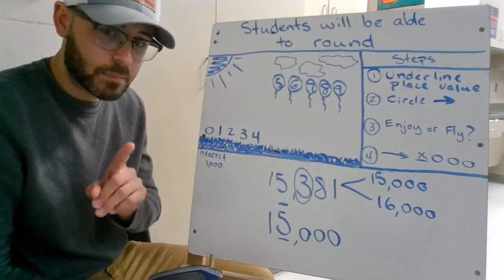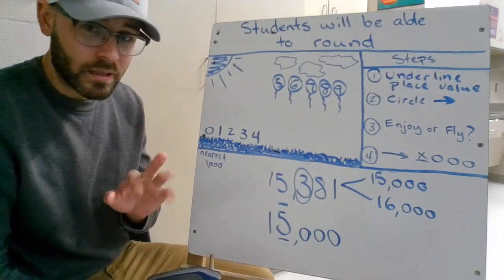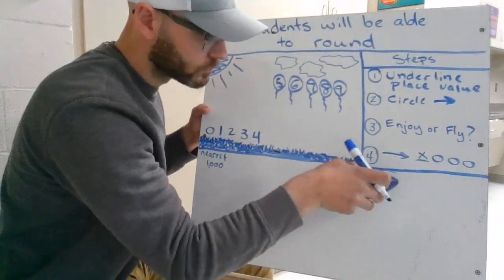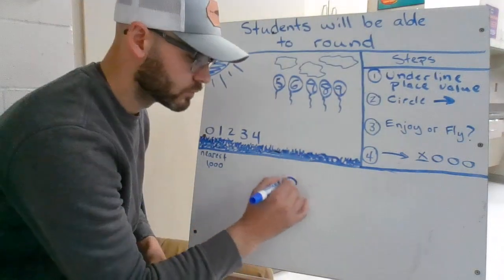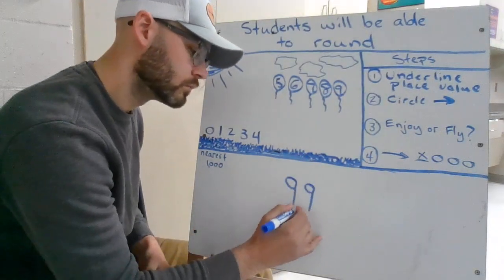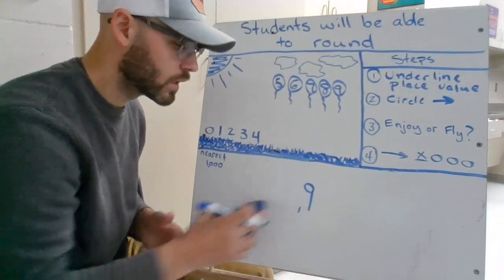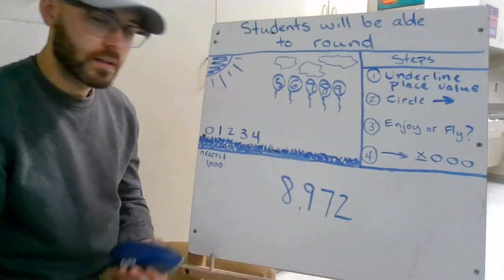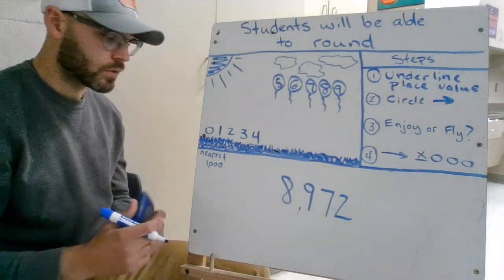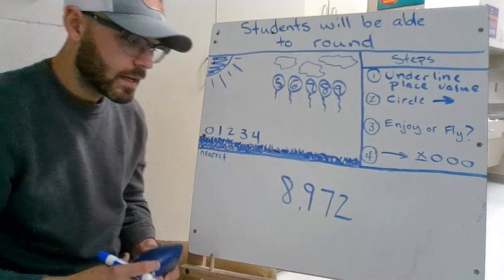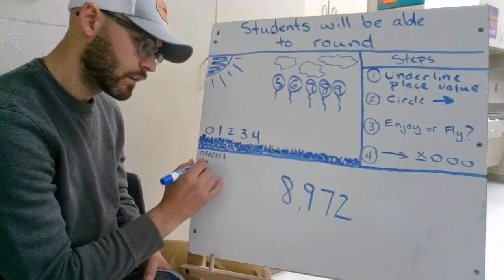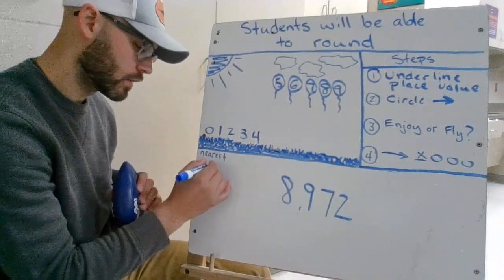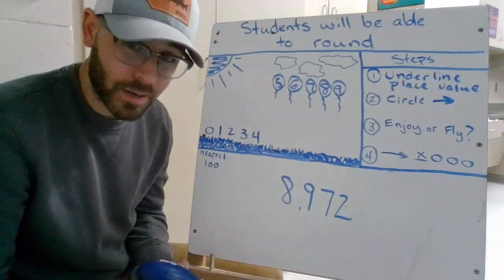There's one last example I want to send your way when things get a little bit trickier. Here's the number 8,972. If I was going to round that to the nearest 1,000, or excuse me, nearest 100, let's take a look at what I would do.